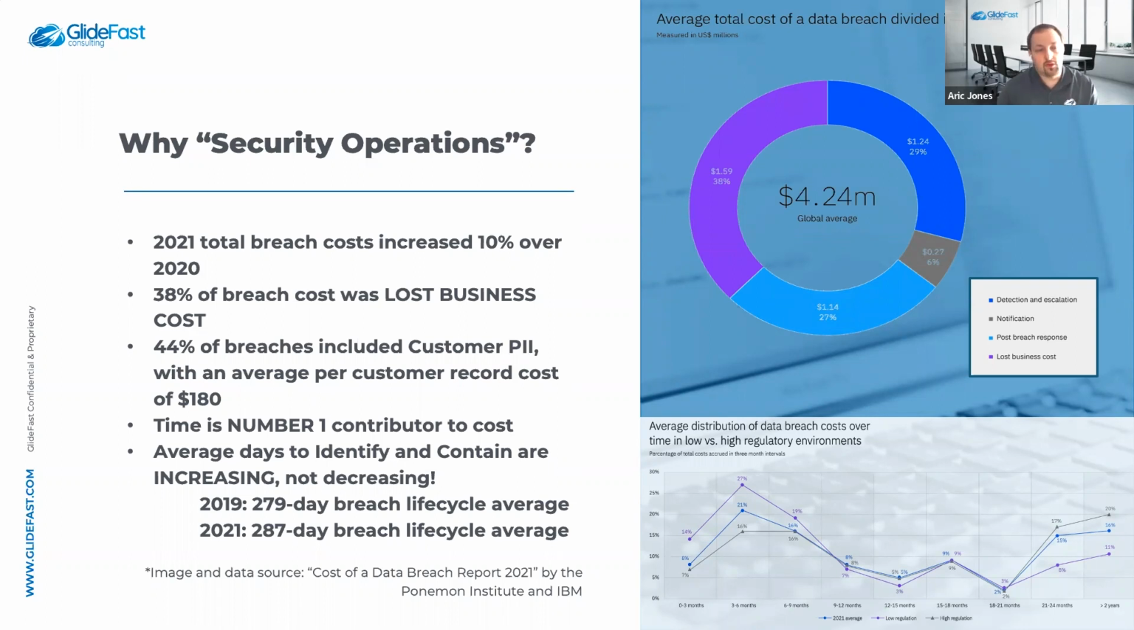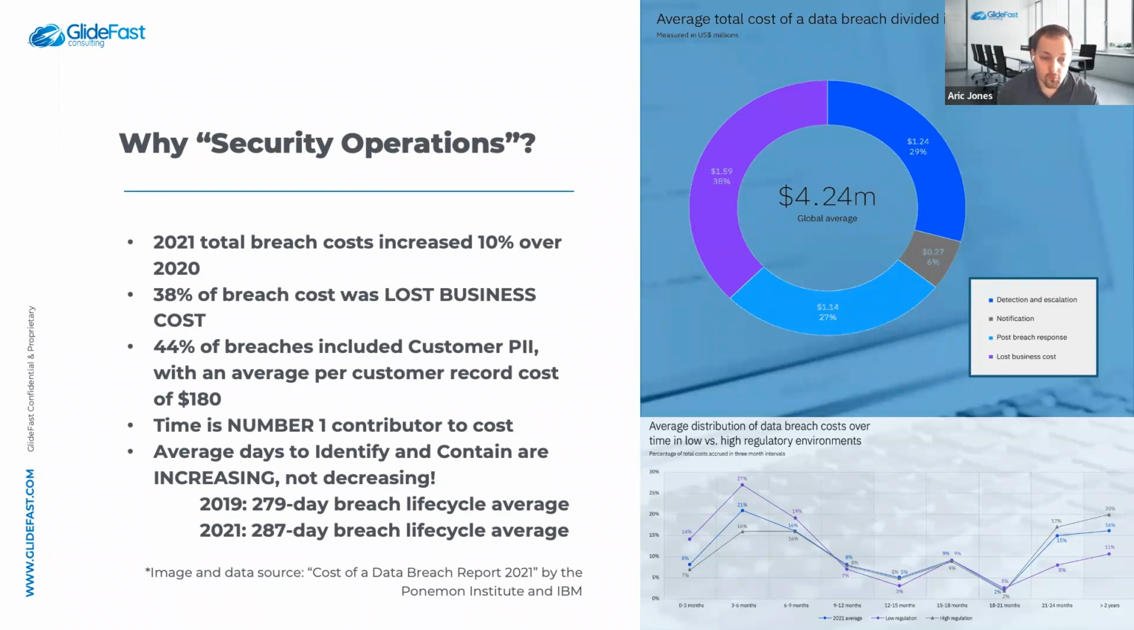We also saw in 2021, 44% of 2021 breaches did actually include a breach of customer identifying information. PII being that of things like name, address, phone number, location data, consumer purchase data, all the way down to actual financial data like bank account, credit card, identity theft related data.